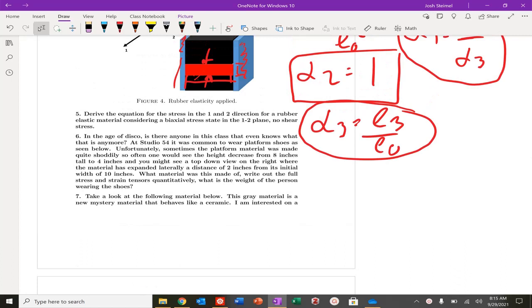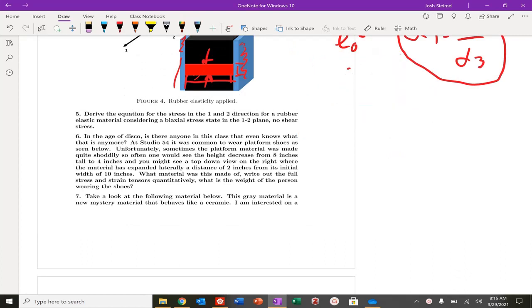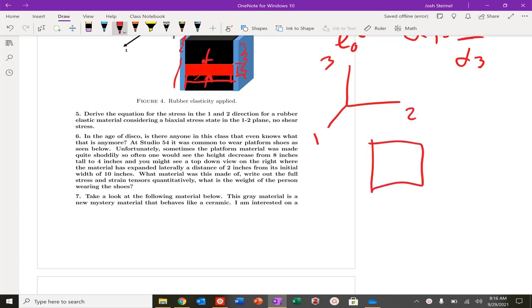All right, so let's look at number 5. Derive the equation for stress in the 1 and 2 direction for a rubber elastic material, considering a biaxial stress state in the 1-2 plane, no shear stress. So I'm looking at a coordinate system like this, 1, 2, 3. I have a material like this. There is a stress in the 1-1 direction. There is a stress in the 2-2 direction, and that's it.